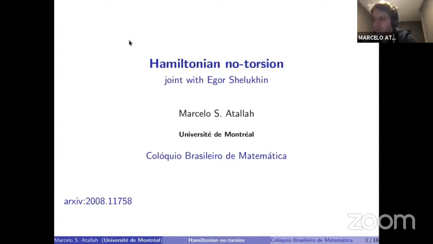So today I'll be talking a lot about the group of Hamiltonian diffeomorphisms. We'll basically be focusing on obstructing torsion. All of the results that I'm going to be discussing today are available in a preprint on arXiv, and it's joint work with Igor Shelukhin.